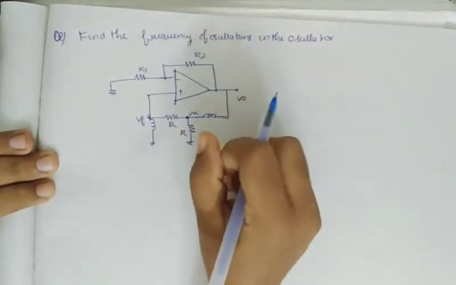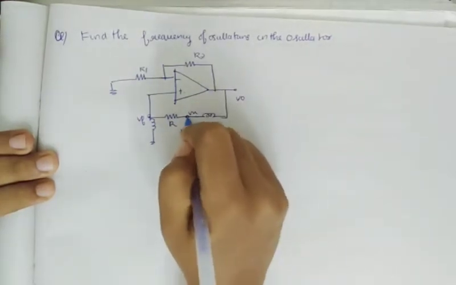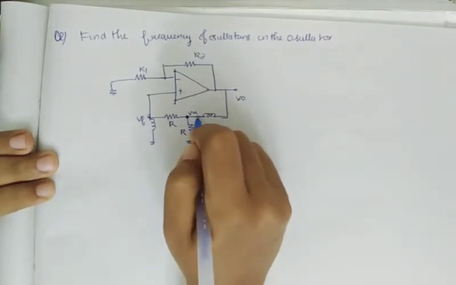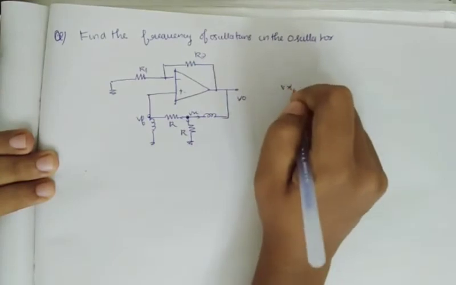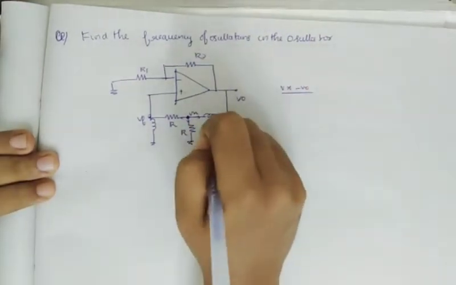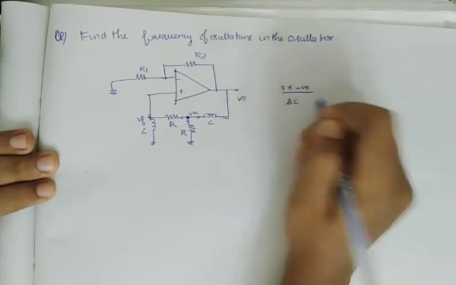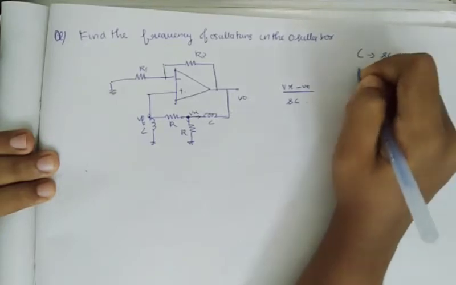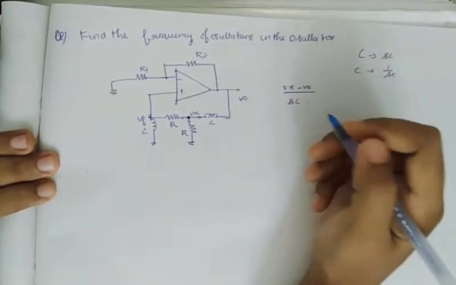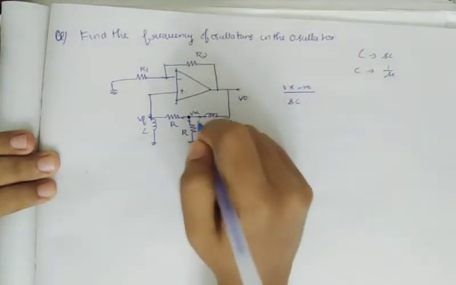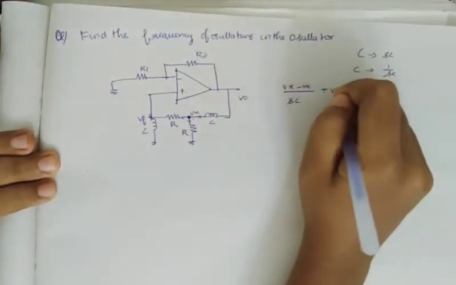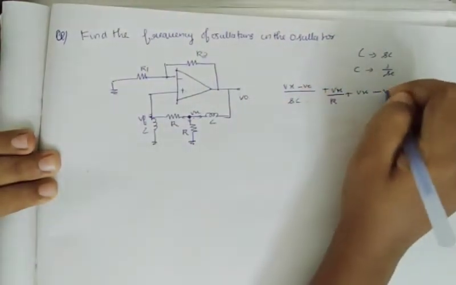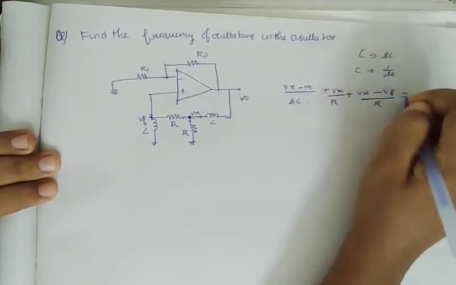For that we are going to do some KCL and KVL at node X. I am taking this node and writing the node equation over here. I'll take current going away from the junction: Vx minus V0 divided by SL. L in the Laplace domain will have an impedance of SL, and C in the Laplace domain will have an impedance of 1 by SC. So Vx minus V0 divided by SL plus Vx divided by R plus Vx minus Vf divided by R equal to 0.